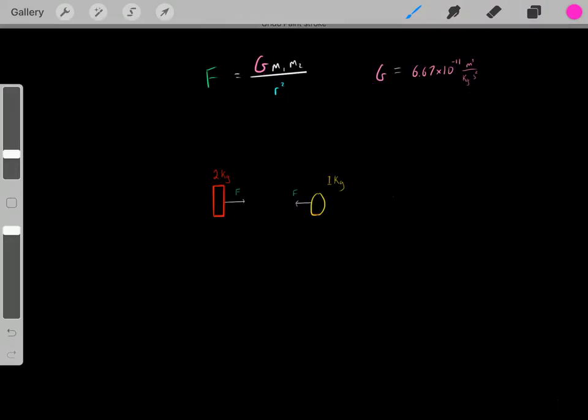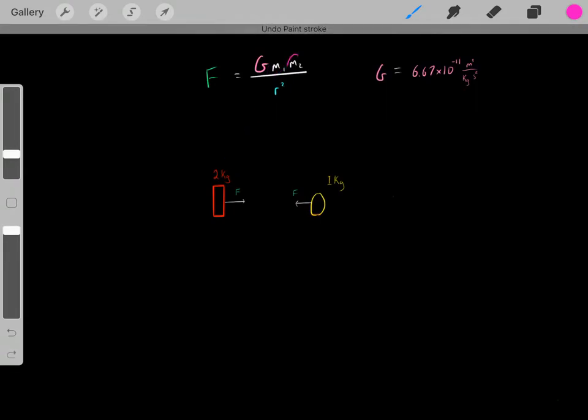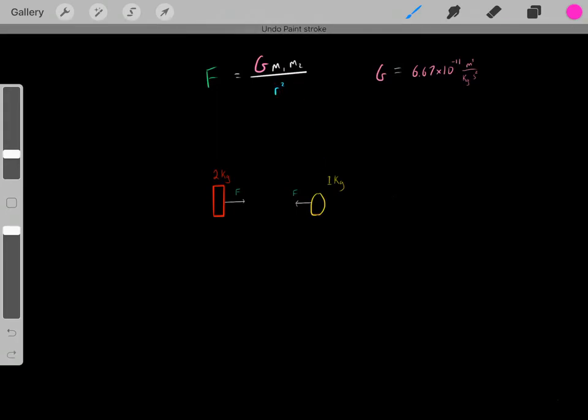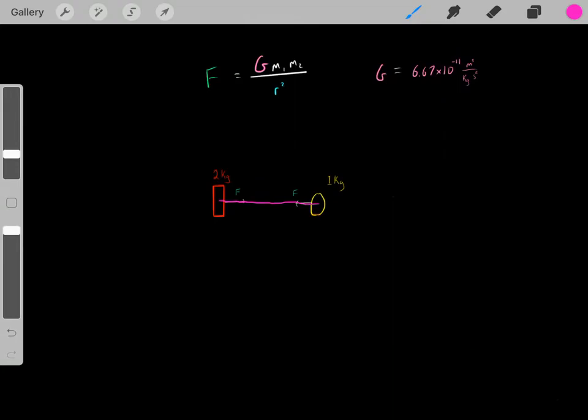So that's G. M1 represents the mass of object 1. M2 represents the mass of object 2. And R represents the distance between the center of these two objects. So therefore, we can determine the magnitude of this force. We plug in this big G, we plug in this 2 kilograms here, we plug in 1 kilogram here, then we would need to find the distance between them, and we would have to plug that distance here. And based on the way the equation works, this R, which again is the distance, gets squared.